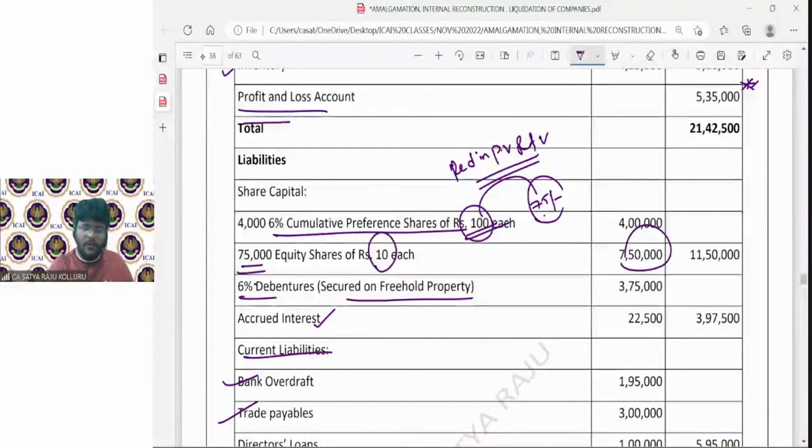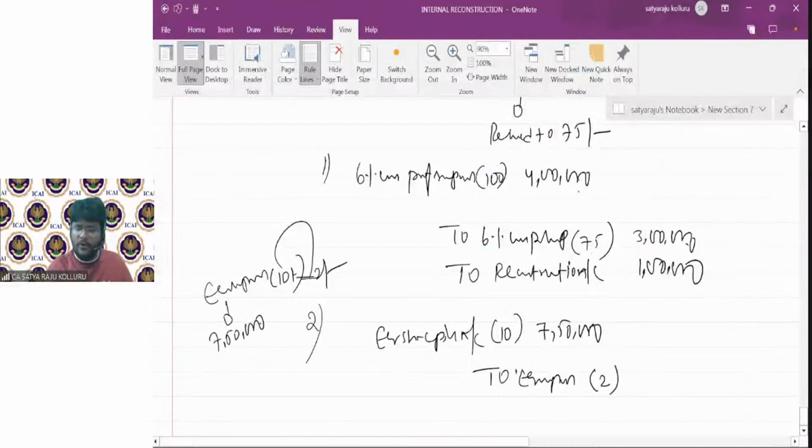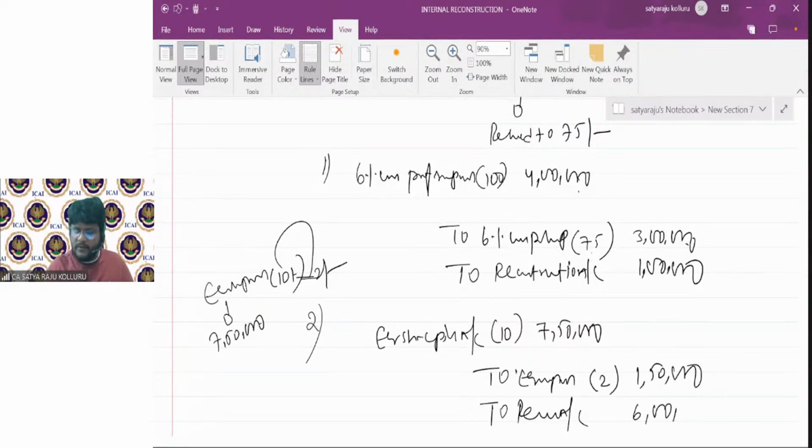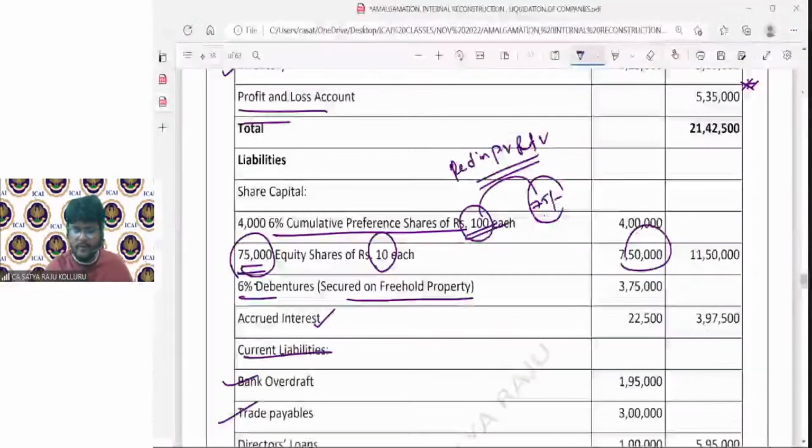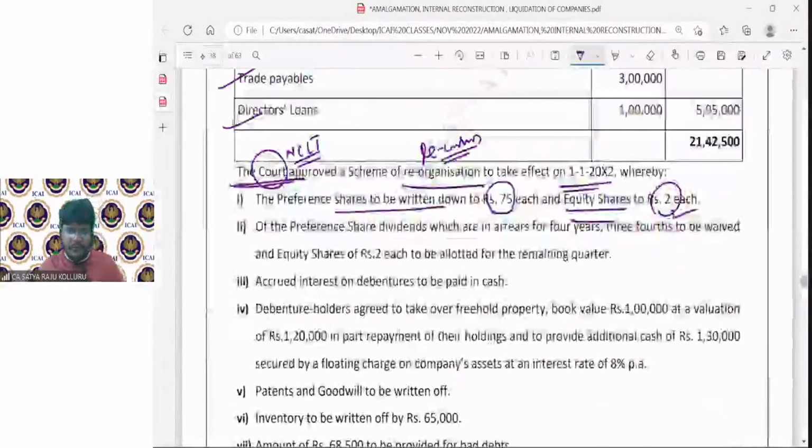How many equity shares are there? 75,000. 75,000 into 2 means 1,50,000. So the remaining balance goes to reconstruction account: 75,000 into 8, which will be 6 lakhs. Like this, you should pass the entries. Next, come down. Guys, is there any doubt?